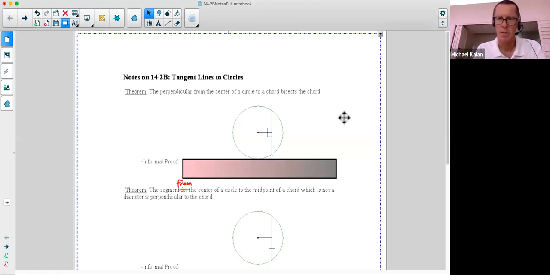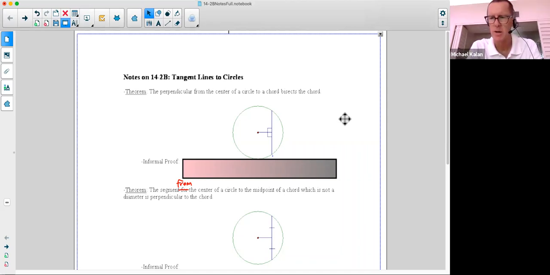All right, let's do the second part of 14.2, 14.2b, as in to be or not to be. That is the question. So here is 14.2b, entitled Tangent Lines to Circles.